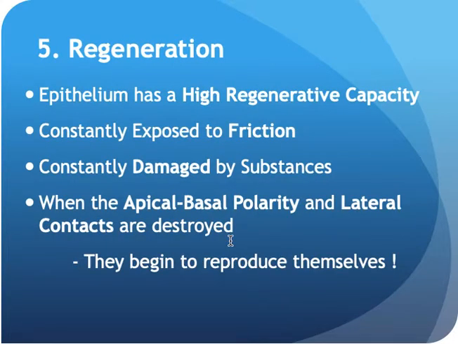So now we get to number 5, which was regeneration. So epithelium has a high regenerative capacity because again, it's going to get damaged a lot, constantly exposed to friction, okay, constantly damaged by substances. And then this is the cool part: when the apical basal polarity, because we talked about polarity, and when those lateral contacts start to get destroyed, this is going to be a signal for your body to start reproducing these cells. Okay, so it's another way that your body monitors and knows when it needs to start repairing things.